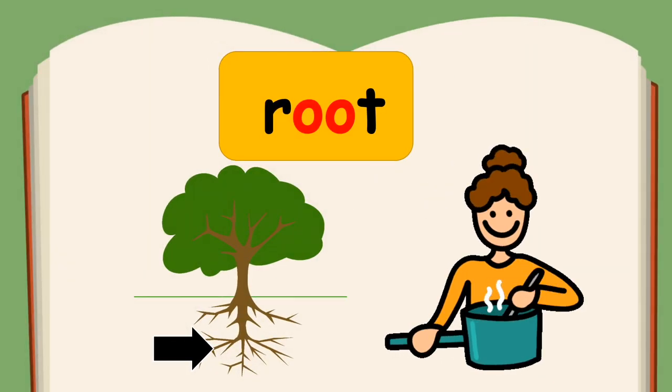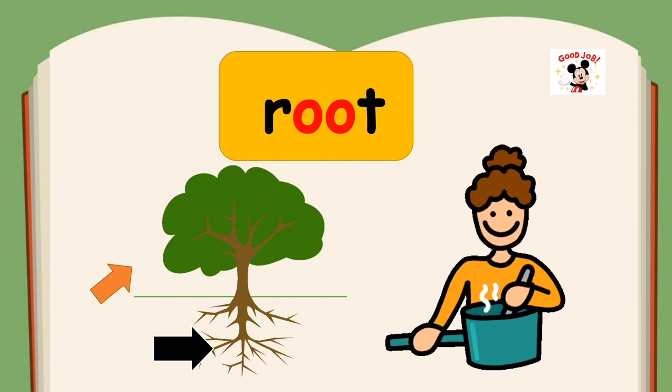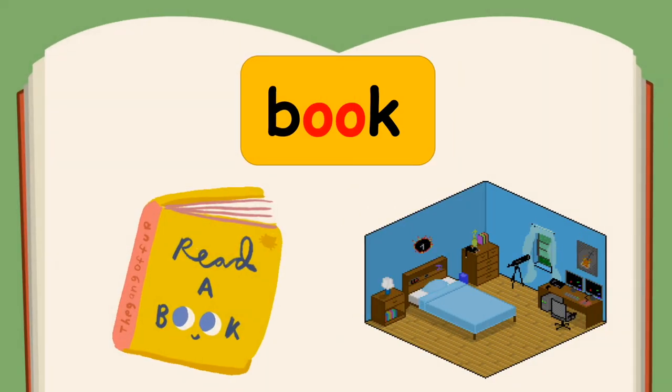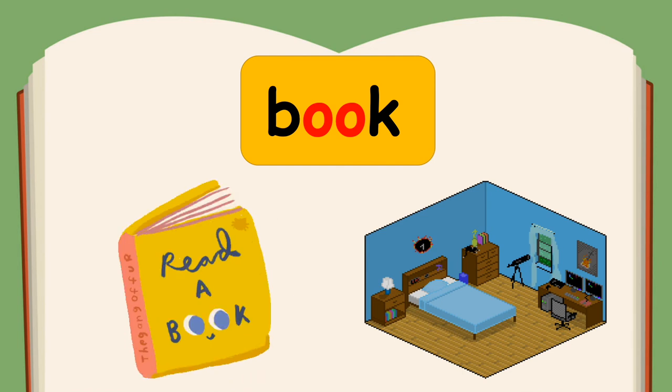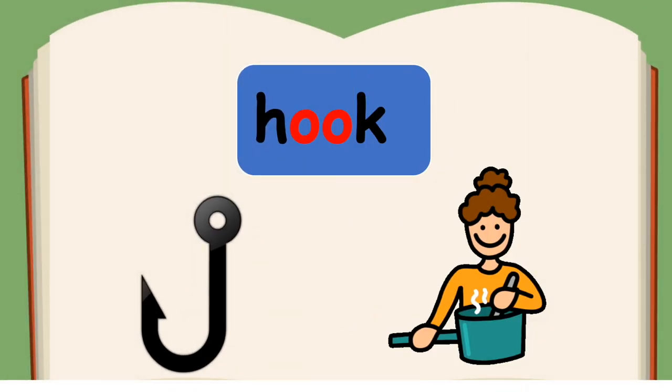Next word, root. Which is the picture of the word root? Number one or number two? Yes! Very good! You did it! Wow! Amazing! Next we have book. Which is the picture of the word book? Number one or number two? And your answer is... Bravo! Wonderful! Next word. Hook. Which is the picture of the word hook? Picture number one or picture number two? And your answer is... That's great!